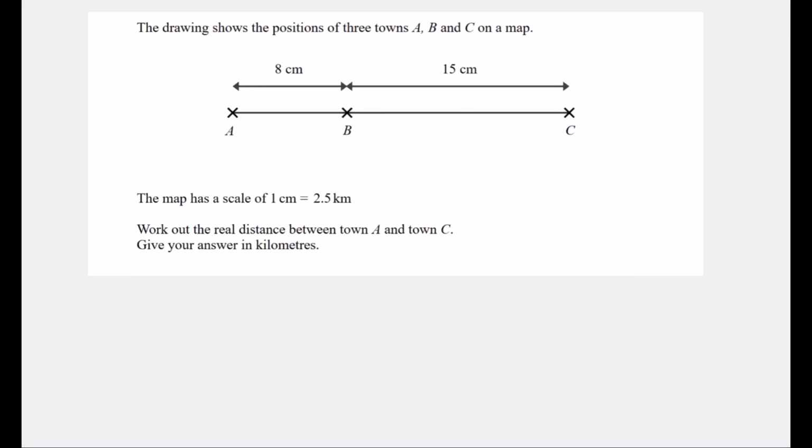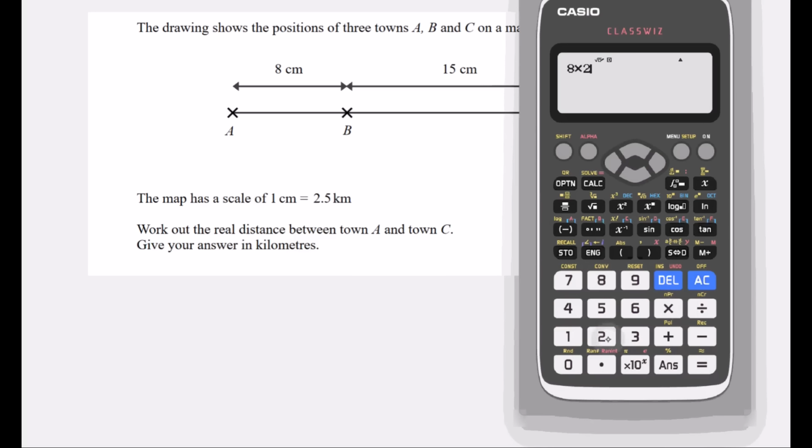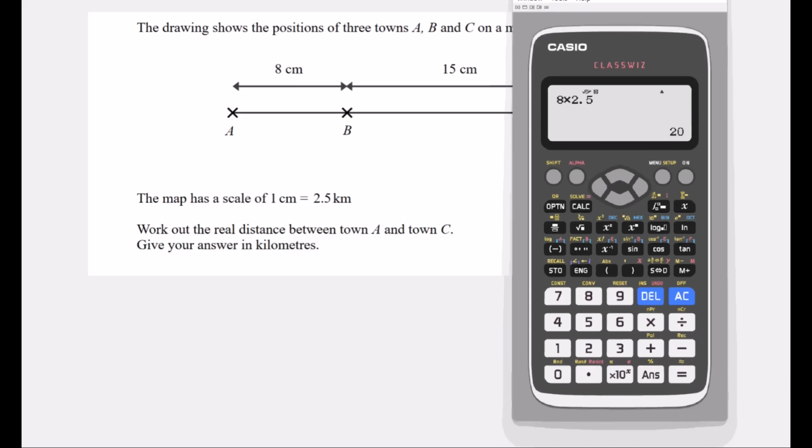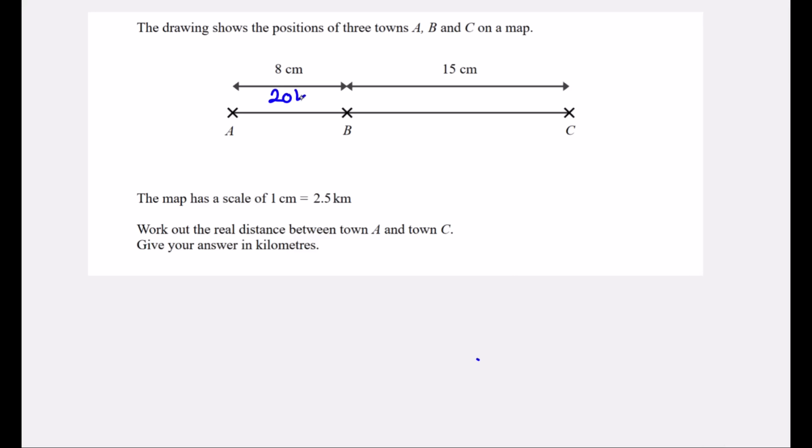Question 13. The drawing shows the positions of 3 towns A, B, and C on a map. The map has a scale of 1 centimeter equals 2.5 kilometers. What is the real distance between A and C? So we've got 8 centimeters. We have to times it by 2.5. So that is 20 kilometers.